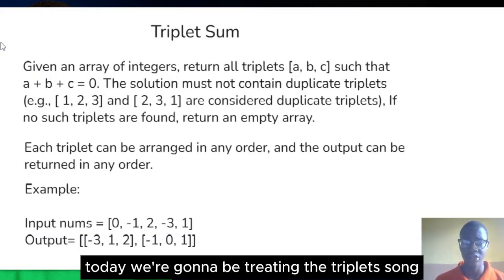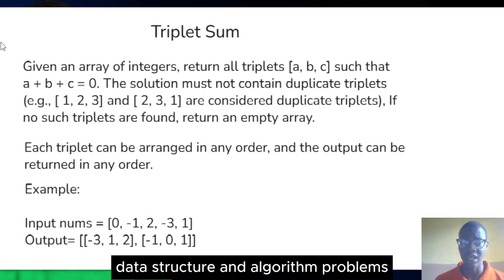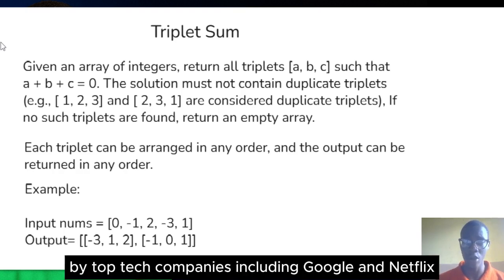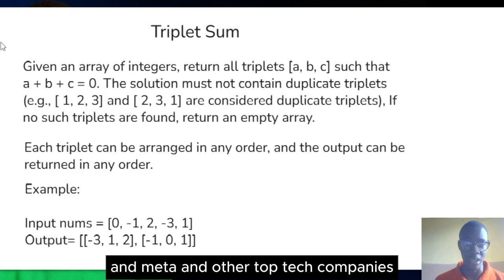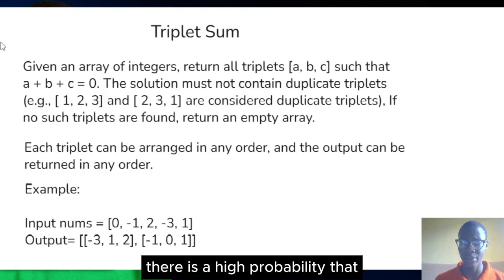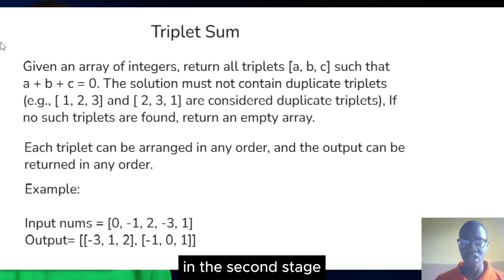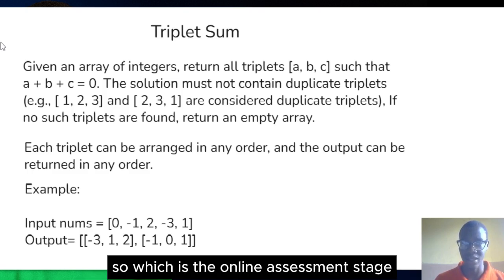Today we're gonna be treating the triplet sum, which is another one of the most commonly asked data structure and algorithm problems by top tech companies, including Google and Netflix and Microsoft and Amazon and Meta and other top tech companies. So if you're gonna be doing your tech interview, there is a high probability that this is one of the questions that they are going to ask you in the second stage of your interview, which is the online assessment stage.